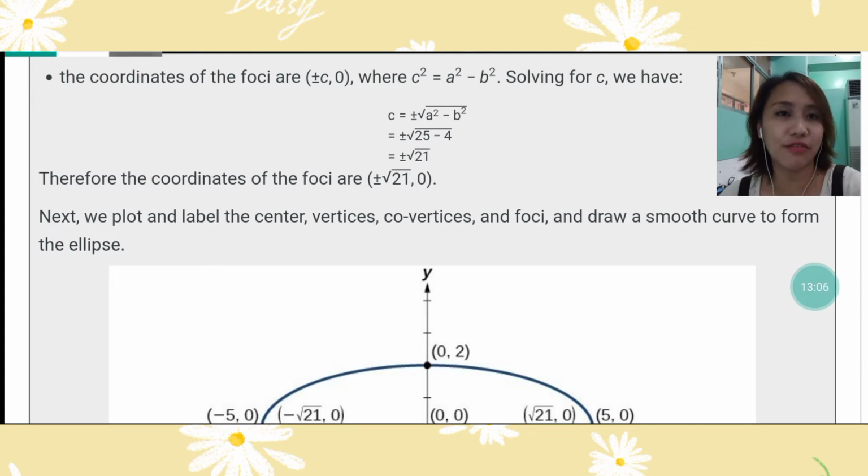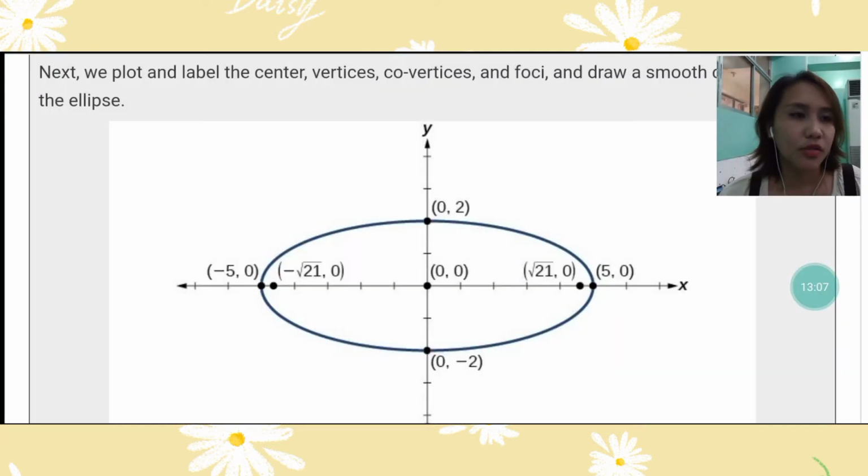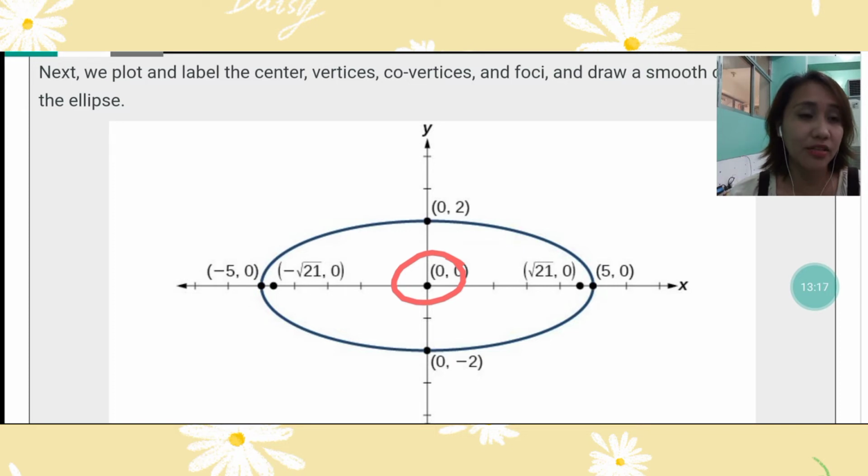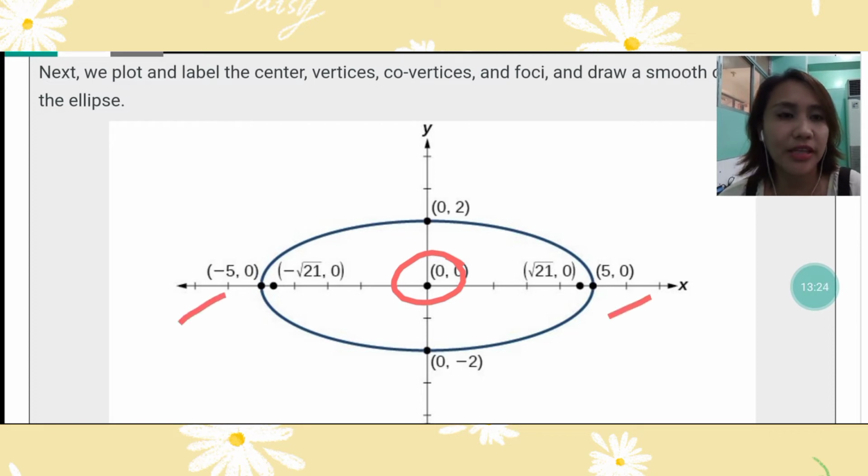Now let's graph. Here, since the center is at the origin, we have the center at 0, 0. The vertices are 5, 0 and negative 5, 0. Since the ellipse is horizontal, we move 5 units to the right, then 5 units to the left. Then for the co-vertices, that's 0, 2 and 0, negative 2. That's 2 units up, then 2 units down.